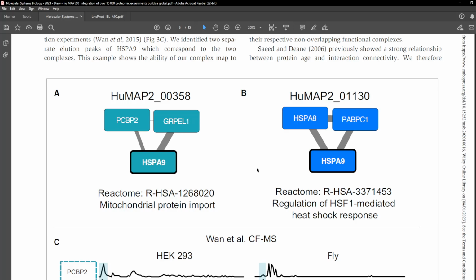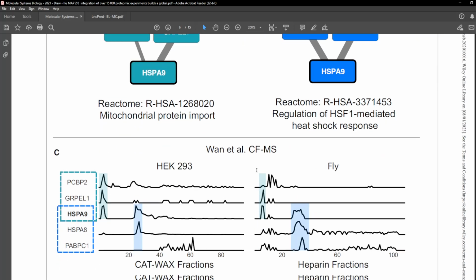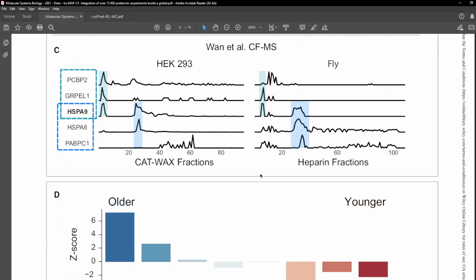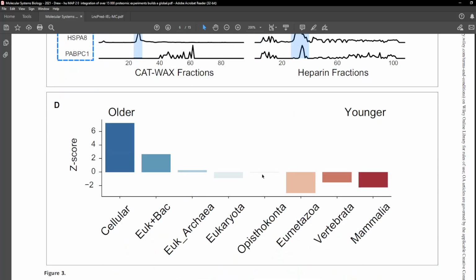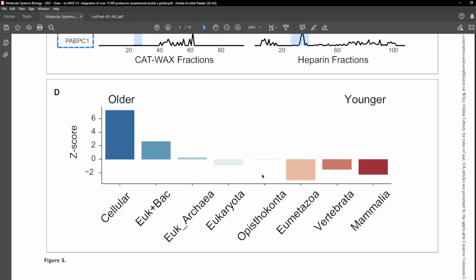C. Sparkline elution profiles from 2 orthogonal biochemical fractionation experiments. HEK 293 cell lysate was separated using a mixed bed ion exchange column, and Drosophila melanogaster embryo lysate was separated using a heparin column, Wen et al., 2015. HSPA9 elutes in two distinct peaks, shaded, which co-elute with members of the two complexes. X-axis represents fraction collected along biochemical separation. Y-axis for each row represents observed protein abundance.